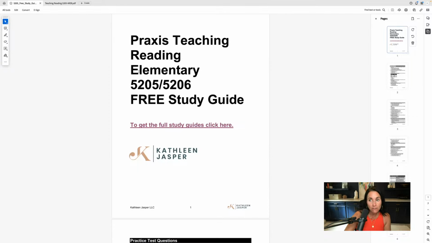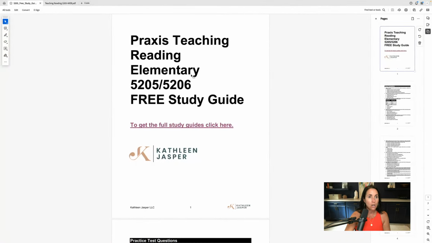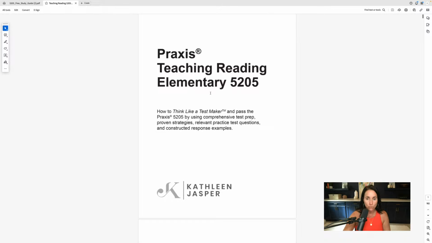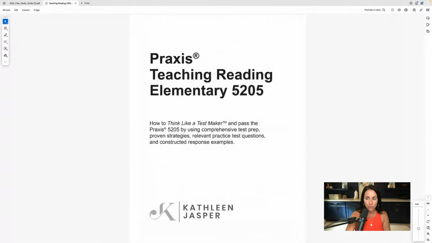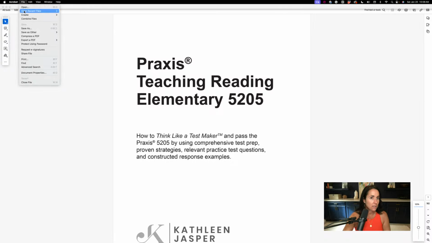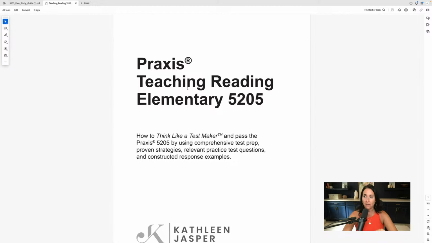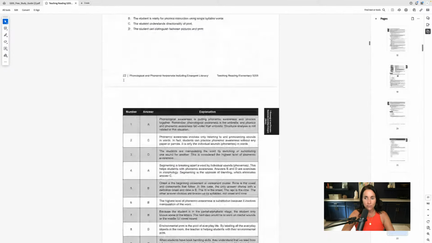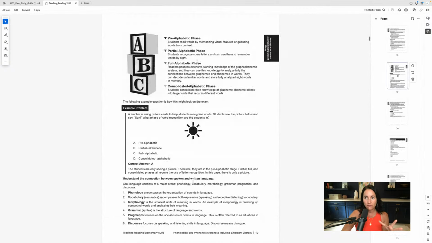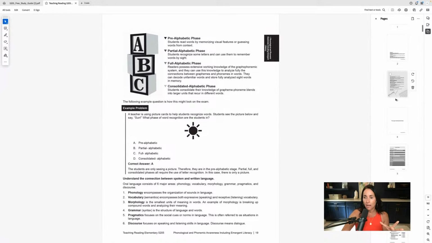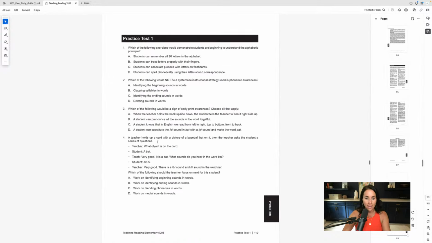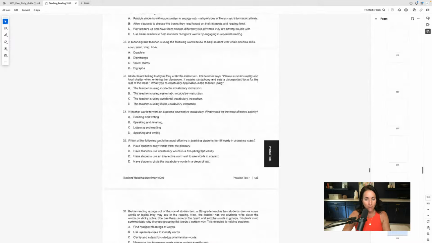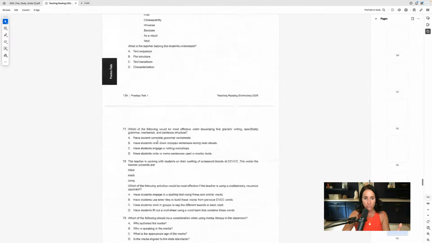Now, this is an abbreviated version of the giant study guide. And so we have the 5205 study guide here. And I forgot to pull up the 5206. Let me see if I can. I'm going to have to pull it up in a second. But this is the 5205. The 5206 is very similar, but you can see it's all broken down by content category. Then there are practice problems after each content category. There's a lot of information here in this book. And then, of course, we have 2 practice tests at the end with lots and lots of questions. And this is the same for the 5206.